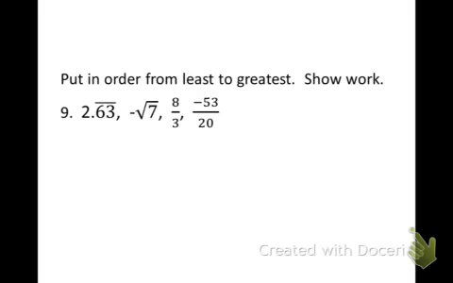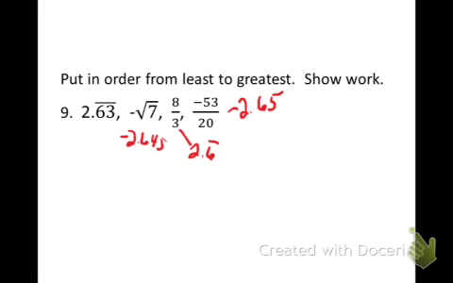This one we want to put in order from least to greatest, so we need to change them all into decimals. So if I take the square root of 7, that is 2.645, so -2.645. To change 8/3 into a decimal, I'm going to divide 8 by 3. Again, you're using the calculator. I get 2.6 repeating. So this is 2.6 repeating. Change 53/20, I take 53 divided by 20, and it would be -2.65.